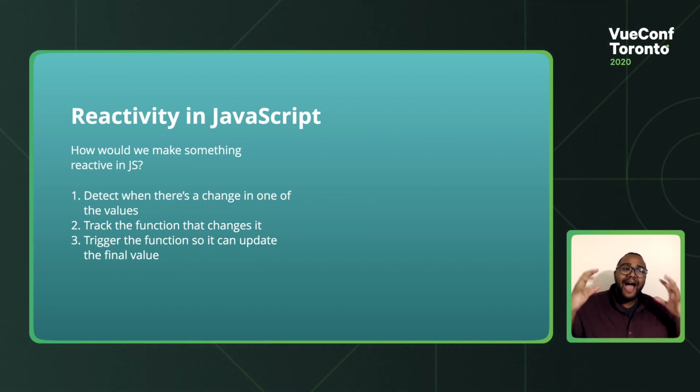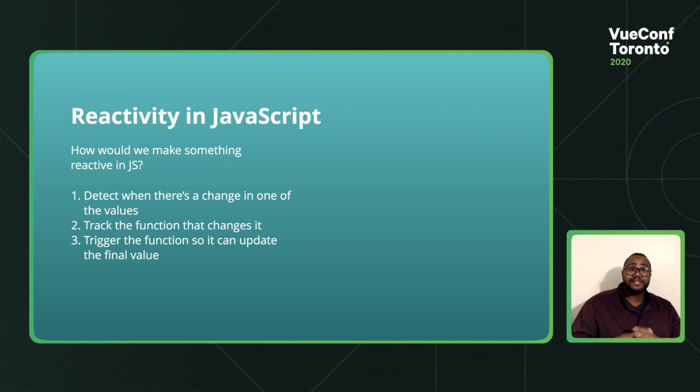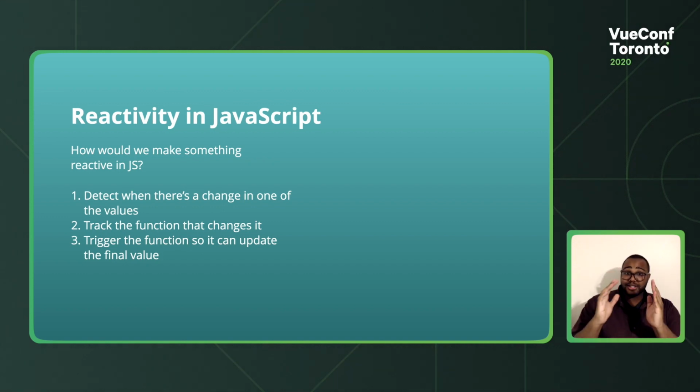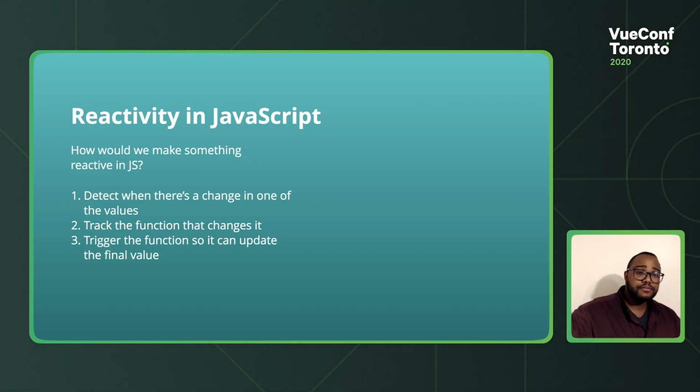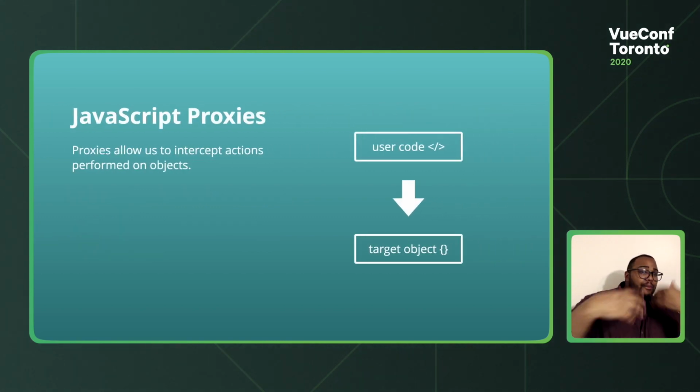And so how could we get some reactivity in JavaScript? On the Vue website, they've got a great example where they say, here are the 3 steps to making something reactive. The first step, we got to detect when there's a change in one of the values. The second step, we got to track the function that changed that value. And the third step, we got to trigger the function so it can update the final value. So let's take a look at how we could do this.